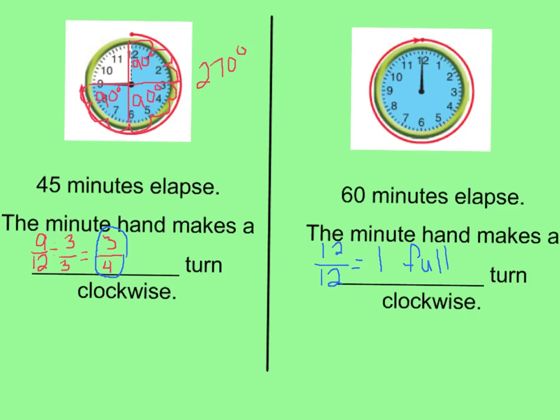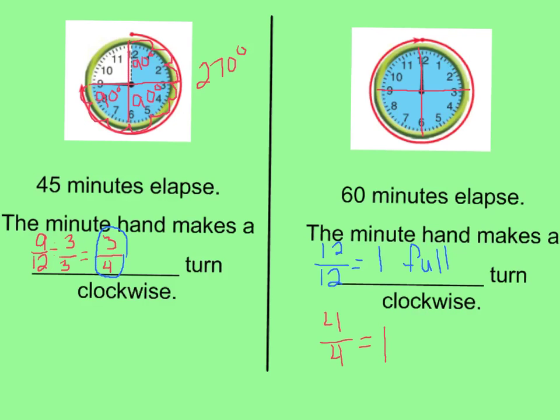If I divided my clock into 4 equal pieces, I would also see that 4/4 is shaded in, and 4/4 equals 1 whole. So the hands of the clock made a 1 full turn.